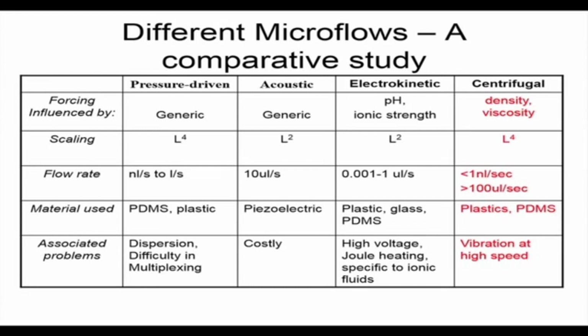For example, if you want to have a very high throughput, what you will do? You will try to rotate the CD at a very high speed, and if you are rotating the CD at a very high speed, then there can be vibrations in the setup, and these are purely mechanical vibrations, and these vibrations can disturb the transport processes significantly.